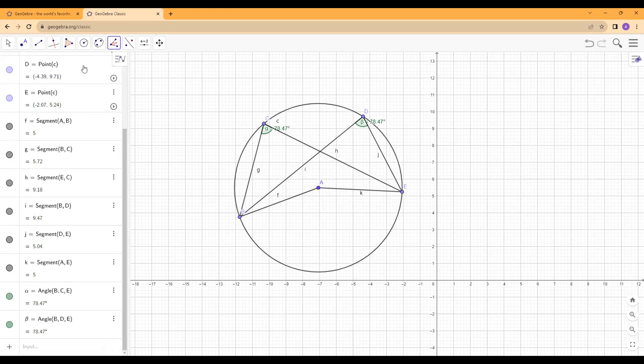And one of the important properties: the angle at the center is always double the angle at any remaining point of the circle. You can explain this again by using these 3 points, B, A, and E. So this value, 156.95 degrees, is double the value of 78.47. So this property you can explain. Various properties you can explain with the help of this circle properties.